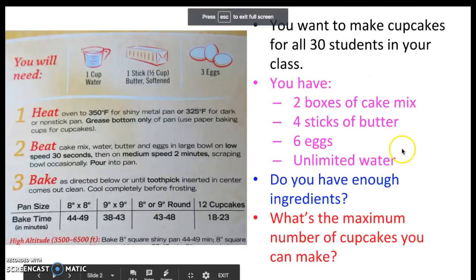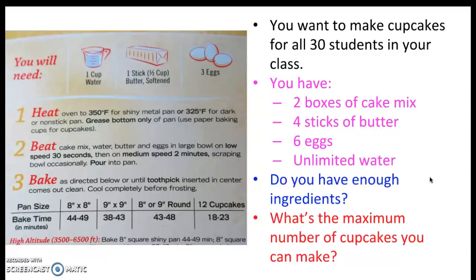Just to quickly recap, I told you in the beginning of these sets of lessons that you guys actually know how to solve these problems, and we use this scenario to prove it. You want to make 30 cupcakes for the students in your class, including yourself, and this is what you have. And the two questions you're asking yourself are, do you have enough ingredients, and what's the maximum number of cupcakes?